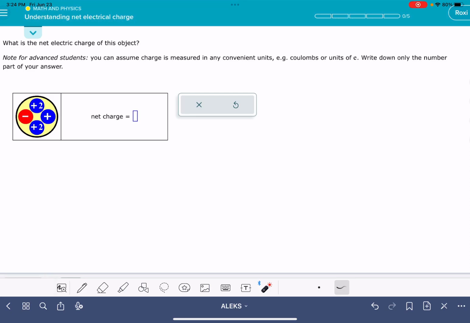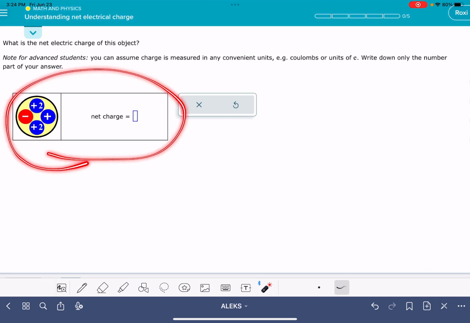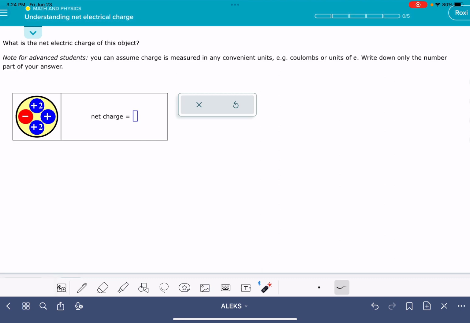In this video, we're going to work on the ALEKS problem called Understanding Net Electrical Charge. There are two versions of this problem. We're going to work on this version first, and then I'm going to show you the other version of the problem as well. This version, which is simpler, is going to give you an object, and it's going to ask you to calculate the net charge of the object.